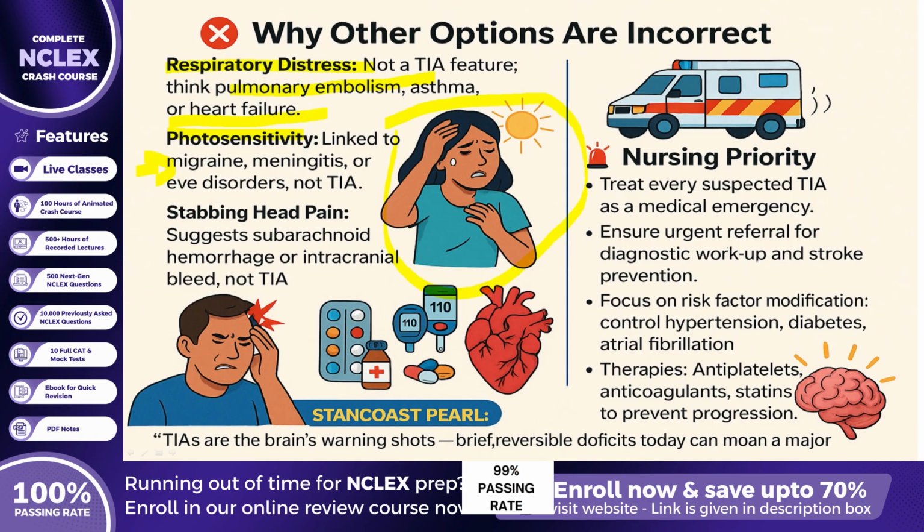Finally, option 4, brief periods of stabbing head pain, is incorrect as well. A sudden and severe headache, often described as the worst headache of my life, is more suggestive of subarachnoid hemorrhage or other intracranial bleeding. While some individuals with TIAs may experience vague headache, stabbing or severe pain is not a defining feature and should not be assumed to indicate a TIA without other focal neurologic signs.